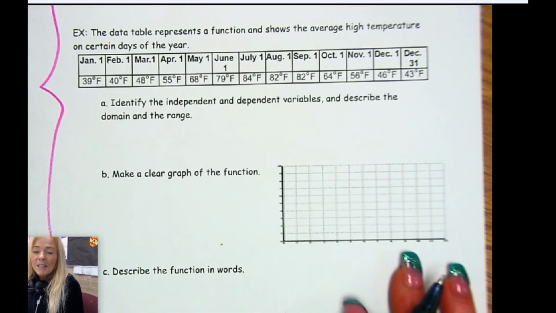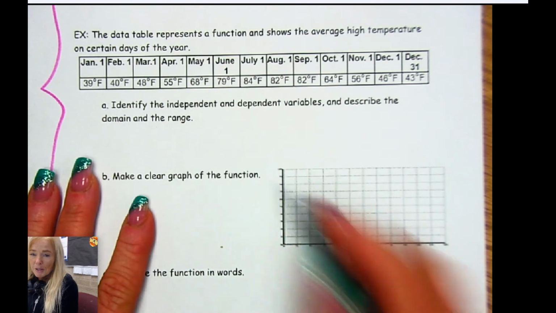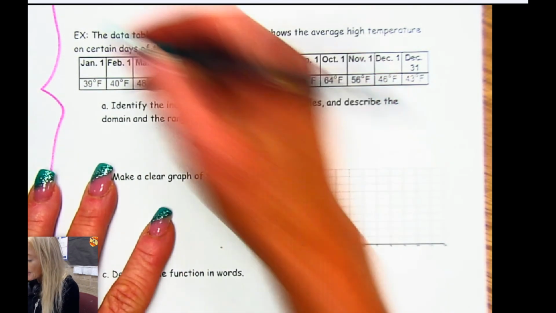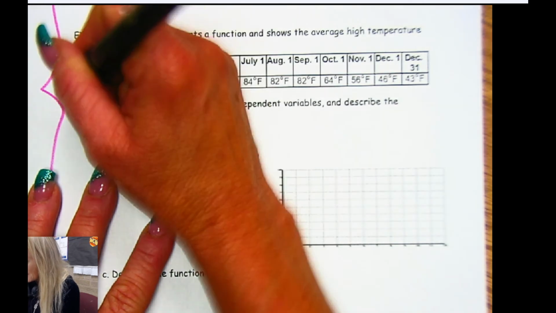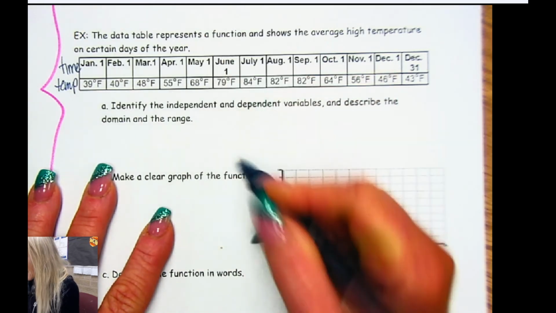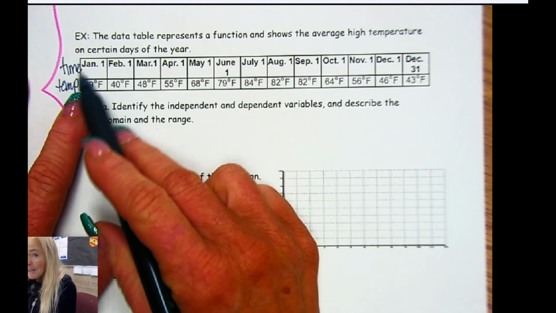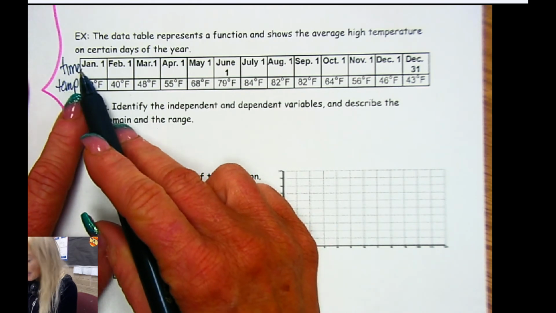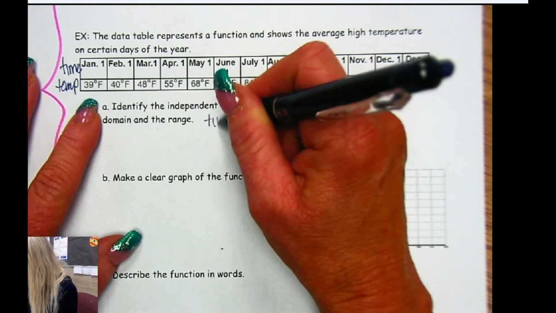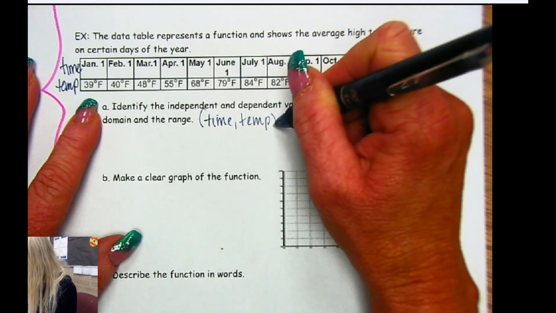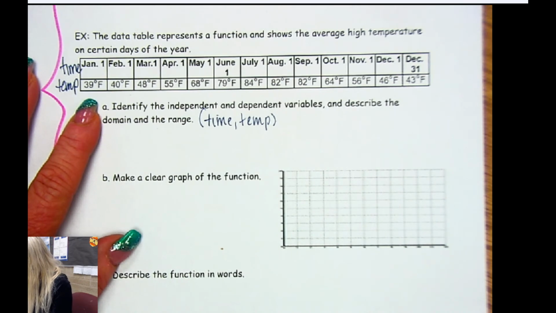So first thing, identify the independent and dependent variables. What you have is temperatures based on dates, on time. So this is time, and this is temp. All right, so the temperature that it is depends on what time of the year it is, right? Not the other way around. So time is independent, and temperature is dependent. All right, so that's pretty simple.